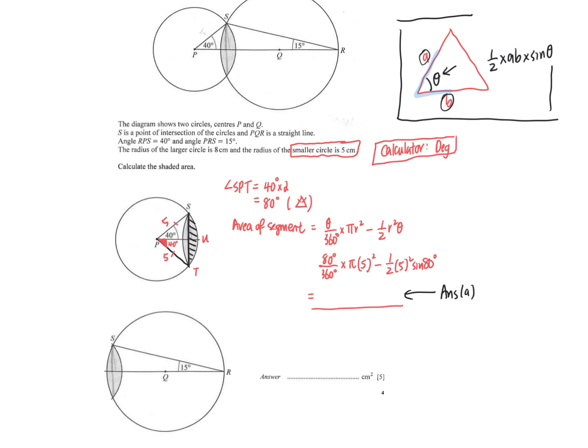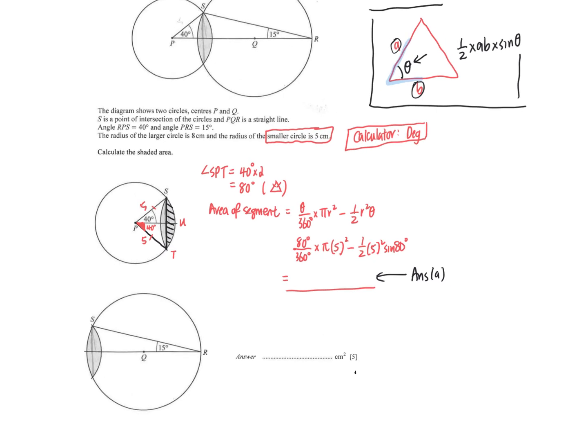A square equals B square plus C square minus 2BC cosine A. Cosine formula, of course, has cosine.